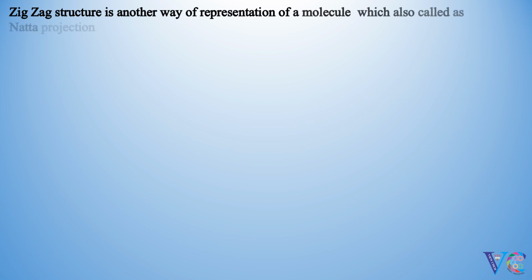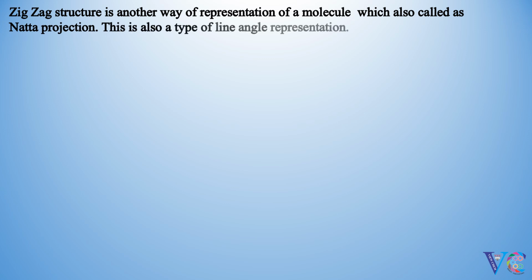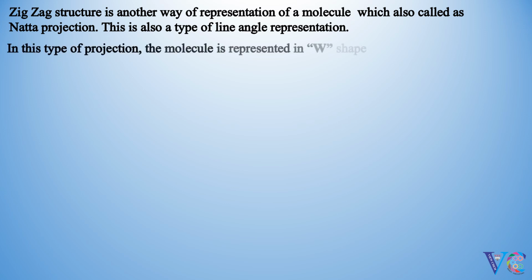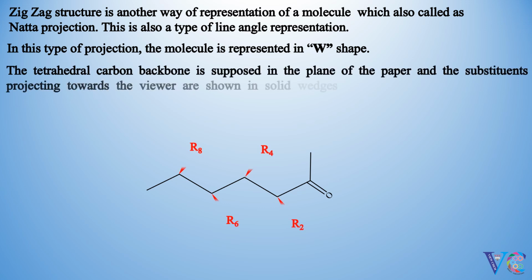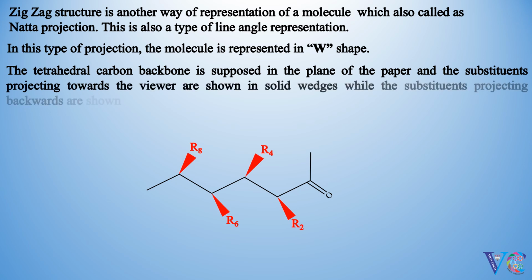Zigzag structure is another way of representation of a molecule, which is also called as knot projection. This is also a type of line angle representation. In this type of projection, the molecule is represented in W shape. The tetrahedral carbon backbone is supposed in the plane of the paper, and the substituents projecting towards the viewer are shown in solid wedges, while the substituents projecting backwards are shown in dashed wedges.